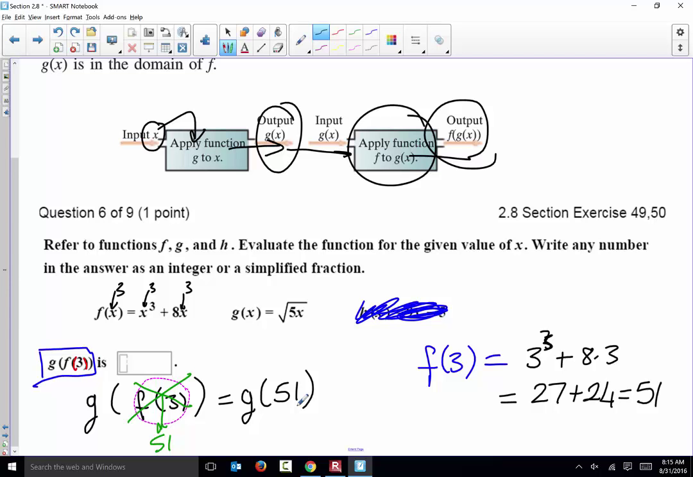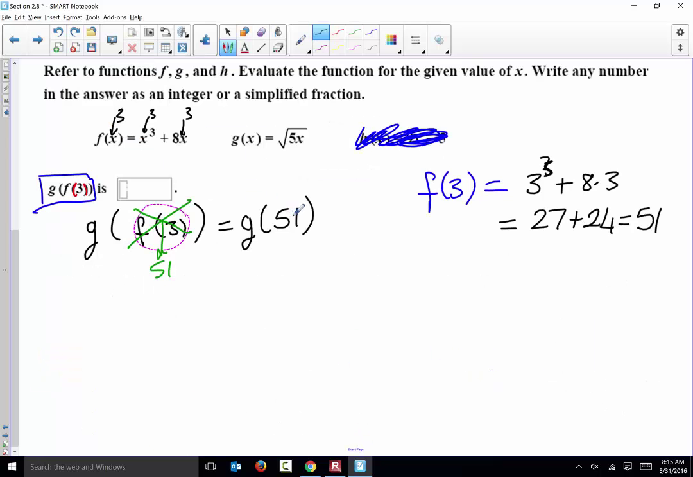Does it make sense? Now how do I compute G of 51? I need to compute where 51 goes with this G bus. What shall you do?